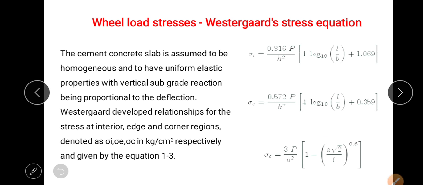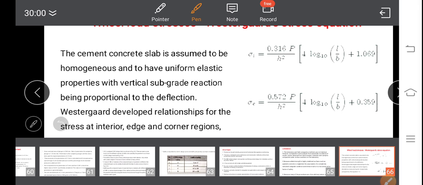Wheel load stresses and the Westergaard stress equation, these we can see in rigid pavement. So let us continue this in the next lecture class.